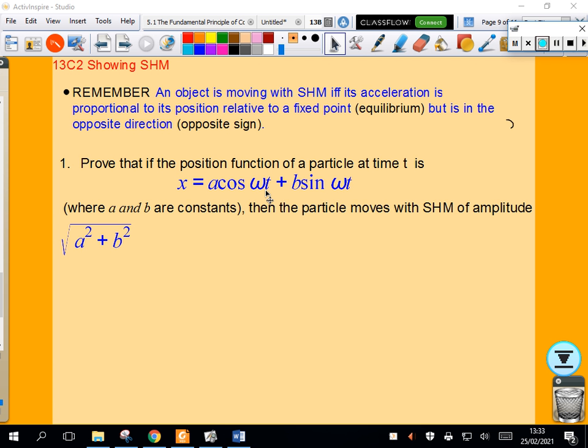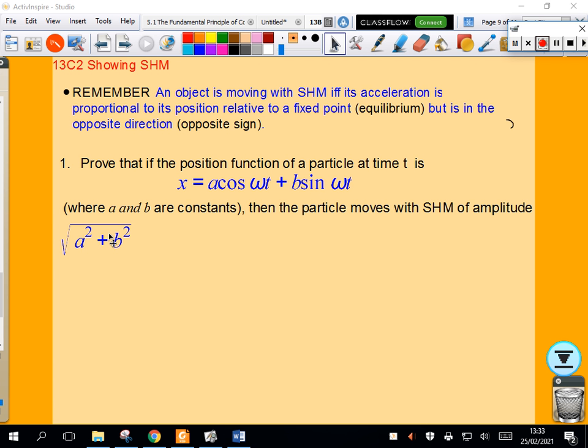And I'm going to break this video up into two parts. First of all, I'm going to answer the first bit, which says prove that if the position function of a particle at a time t is given by x equals a cosine omega t plus b sine omega t, then the particle moves with simple harmonic motion. First of all, I'm going to just prove the particle moves with simple harmonic motion, and then I'll do a second video on finding the amplitude. And the amplitude it's telling me is square root of a squared plus b squared, so we're just going to prove that in the second video.